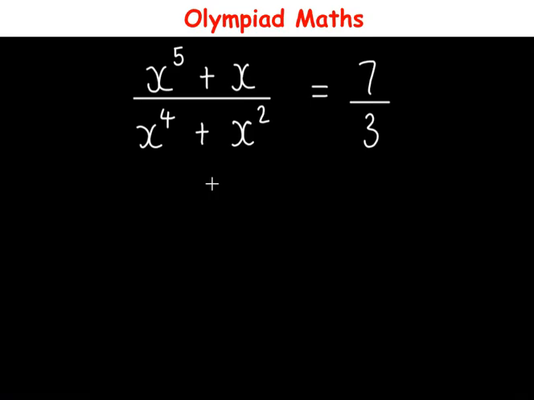Hello everyone, in this video let us solve this question. We have (x^5 + x) / (x^4 + x^2) = 7/3, and here we have to solve for the value of x. So x is the unknown we have to solve for. To do this, solution.